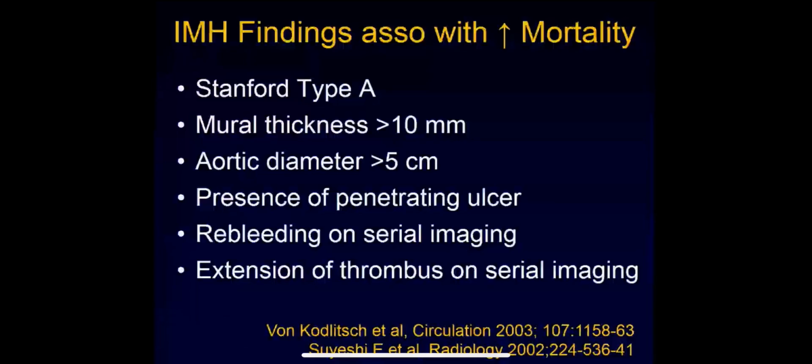The findings that are associated with increased mortality in patients with intramural hematoma include Stanford Type A, mural thickness (it's important to measure how thick the intramural hematoma is) of over 10 millimeters, an aortic diameter of over 5 cm, presence of a penetrating ulcer, rebleeding on serial imaging, or extension of the thrombus on serial imaging.